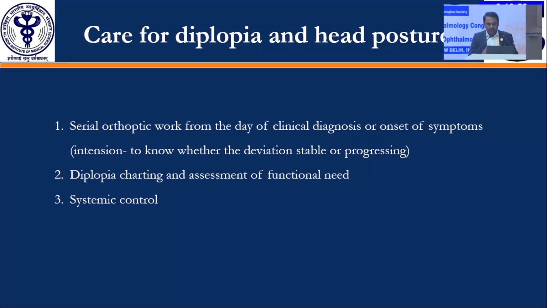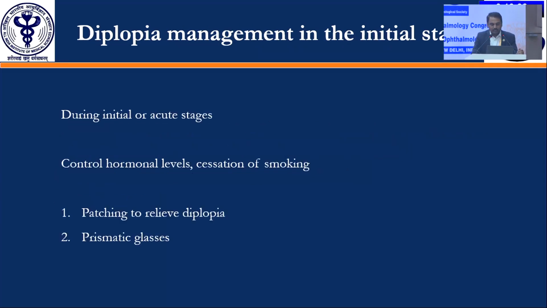We want to see at the baseline how the patient is seeing double. We want to monitor that because at the end of 3 months, 6 months and 1 year, we want to serially follow up the patients and see whether the patient is stabilizing his deviation or progressing. At the same time, we are going to have good systemic control. During the initial stages, we are going to control the patient's systemic profile and ask him not to smoke. To relieve diplopia, we can patch one eye, depending on which eye is deviating more. That is going to relieve his diplopia.